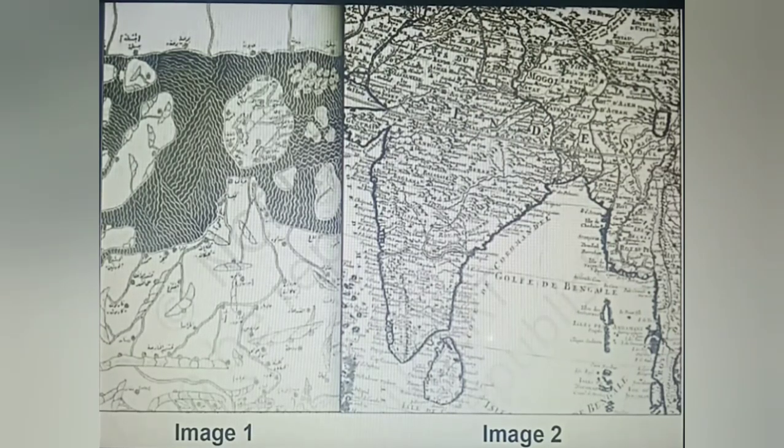Map 1 was made in 1154 CE by the Arab geographer Al-Idrishi. The section reproduced here is a detail of the Indian subcontinent from his larger map of the world. Map 2 was made in the 1720s by a French cartographer. The two maps are quite different, even though they are of the same area.